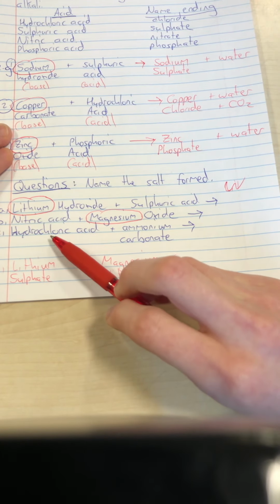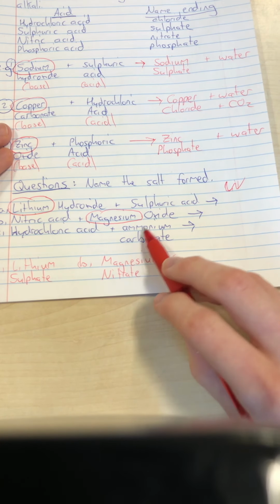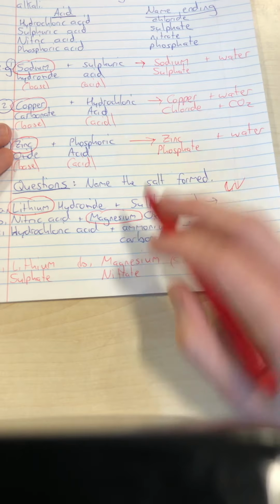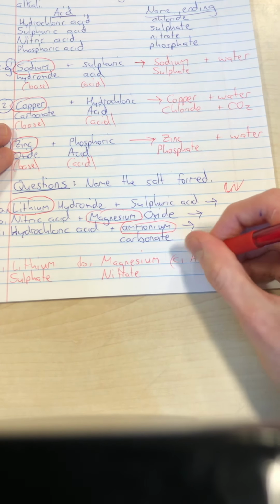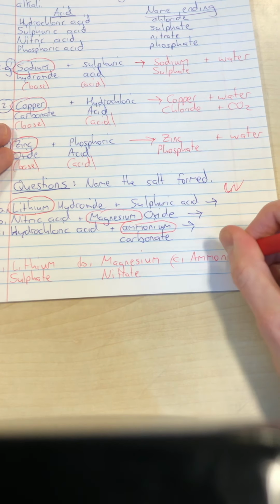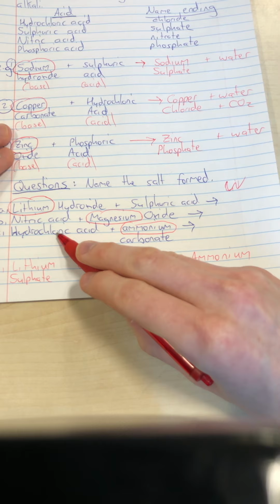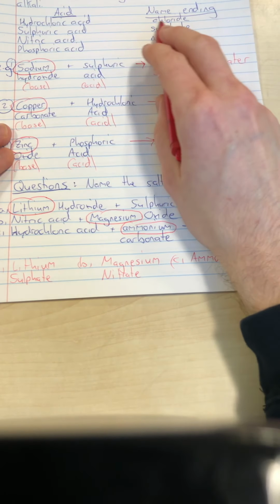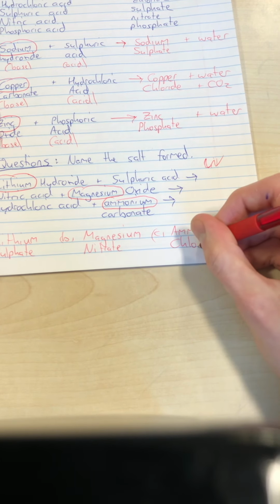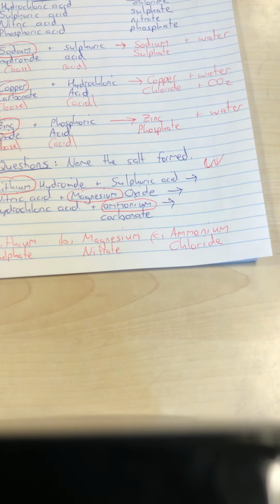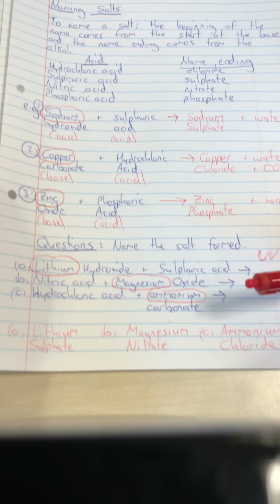C, hydrochloric acid plus ammonium carbonate. So the base is the carbonate. So take the first name of the base, which is ammonium. And we're using hydrochloric acid. Hydrochloric acid, the name changes to chloride. So this salt is called ammonium chloride. And that is it.